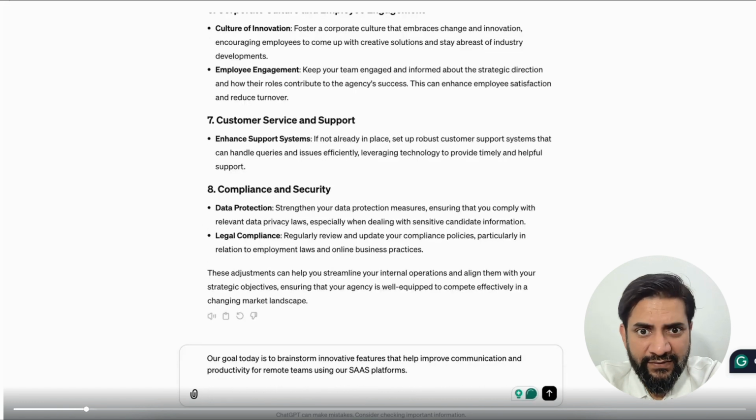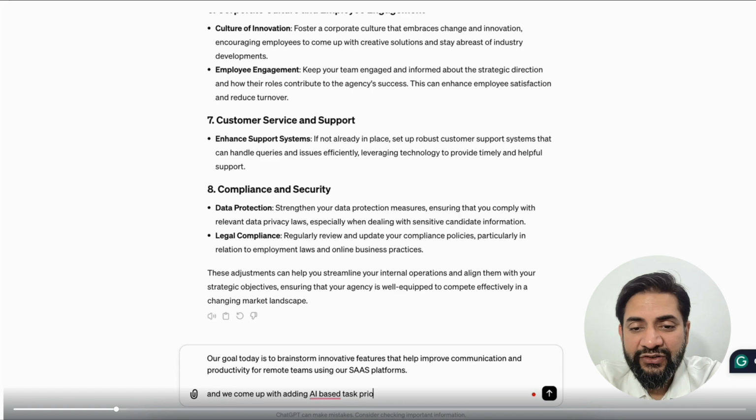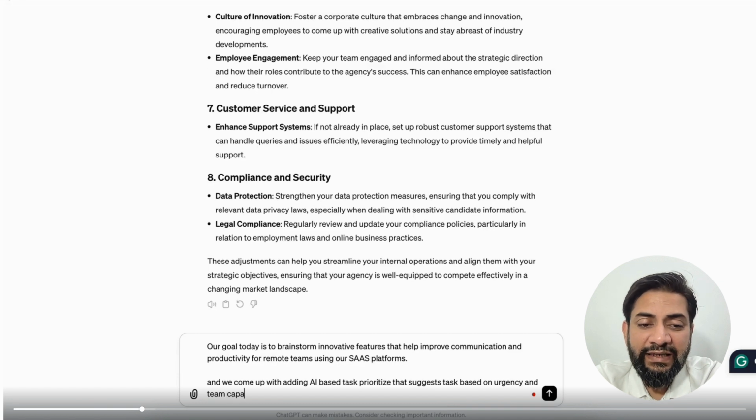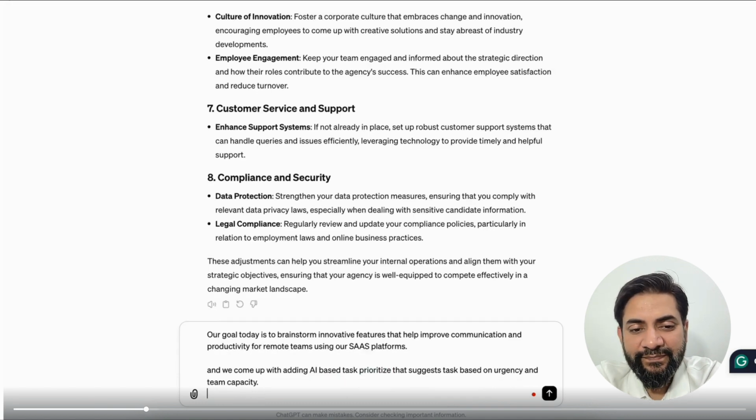So with this goal in our mind, let's say we come up with adding AI-based task prioritization that suggests tasks based on urgency and team capacity.